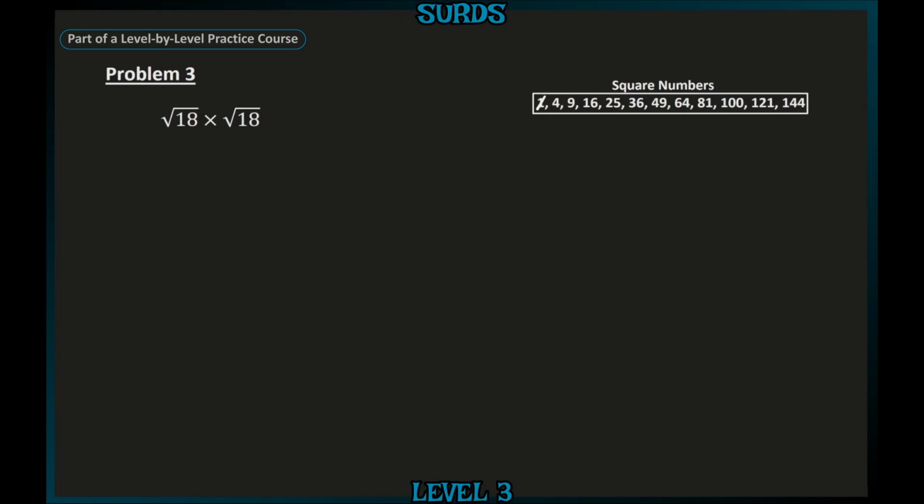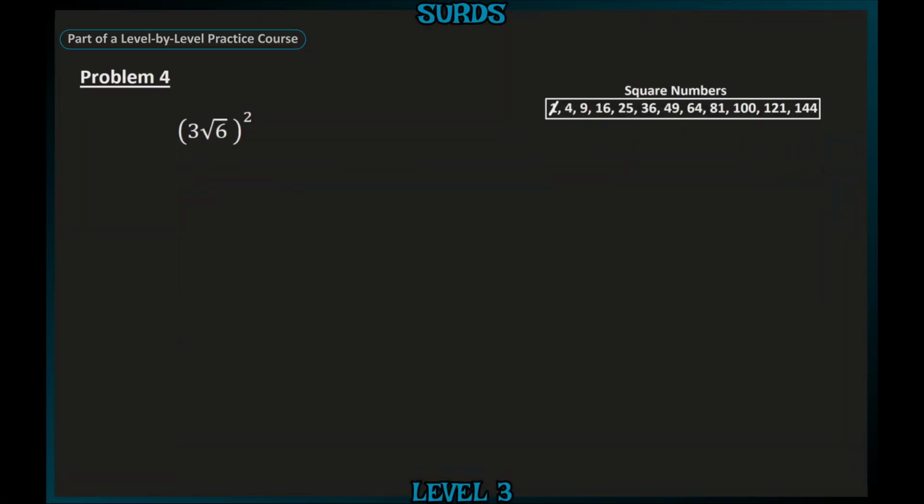In problem 3, we're simplifying the square root of 18 multiplied by the square root of 18. There are different ways of doing this, but by far the easiest is just to understand that when you multiply a surd by itself, the surd part disappears. So this means that the square root of 18 multiplied by the square root of 18 just gives us 18. And that's our final answer to problem 3.